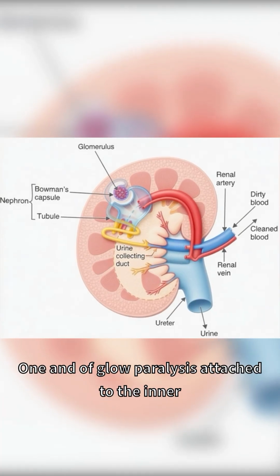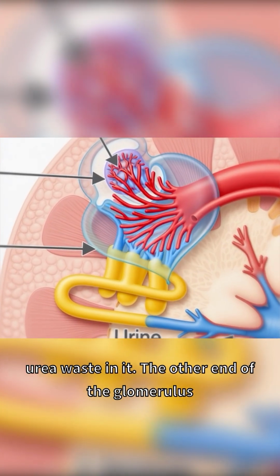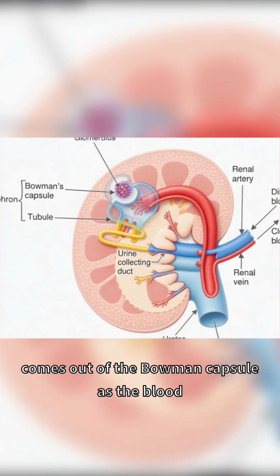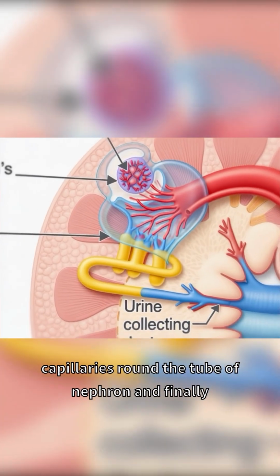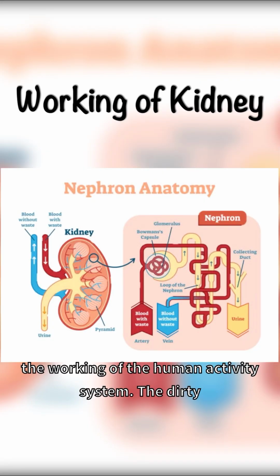One end of the glomerulus is attached to the renal artery, which brings the dirty blood containing the urea waste in it. The other end of the glomerulus comes out of the Bowman's capsule as a blood capillary, surrounds the tubule of the nephron and finally joins the renal vein. Understand the working of the human excretory system.